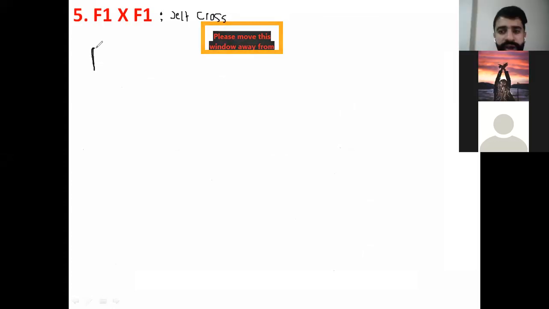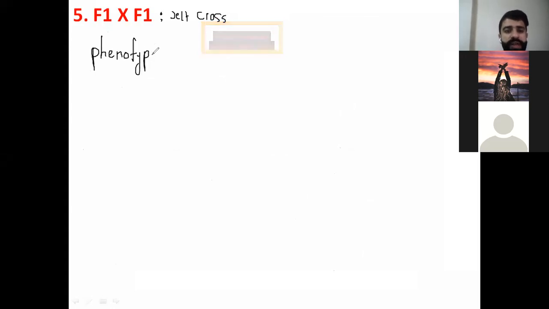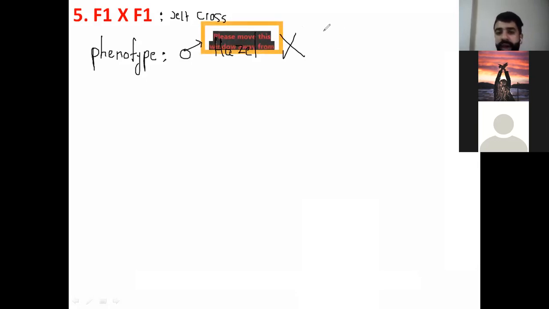So let's start here, Mariam. First of all, in the factorial analysis, what do we start with? With the phenotype. So male and female, both of them have what? Hazel or green? Hazel. Very good. Hazel eyes crossed with hazel eyes. So both of them have hazel eyes.